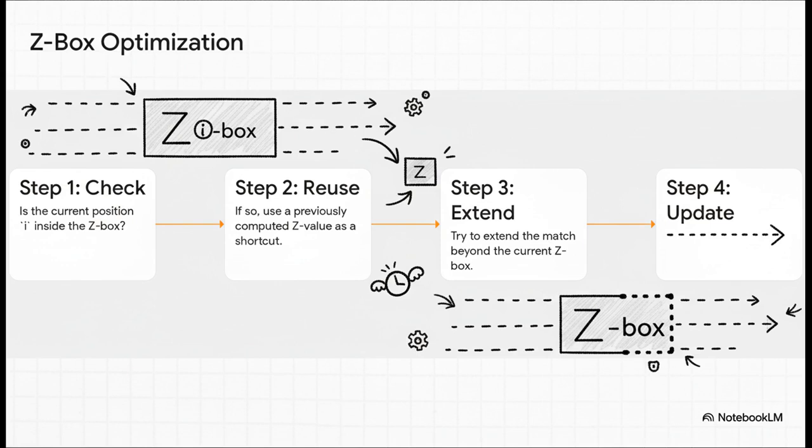We already know this section is a copy of the prefix, and that means the Z value we need for this spot is directly related to a Z value we've already calculated, way back in the beginning. We can reuse that previous value to either fill in the answer instantly or at least get a massive head start. We only have to start comparing character by character if we think we can extend a match beyond our current Z box. And if we do, we just slide the box forward.